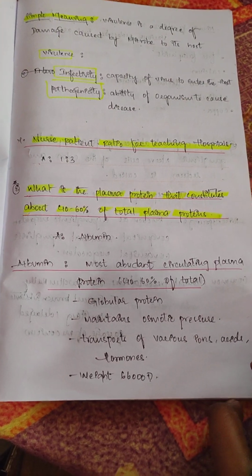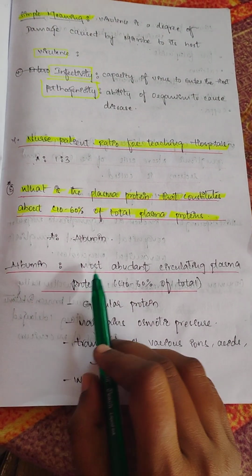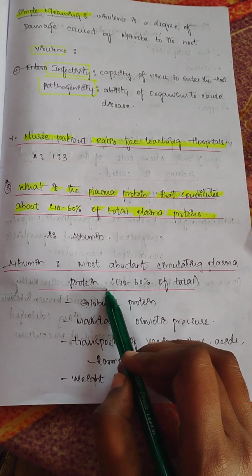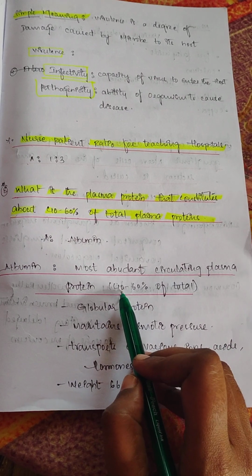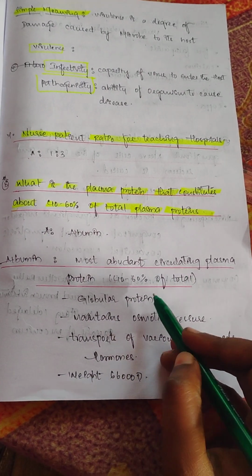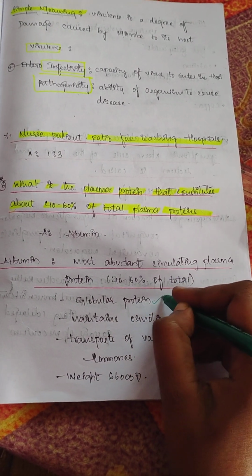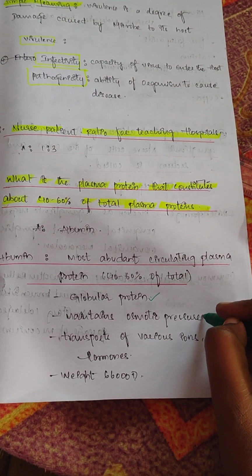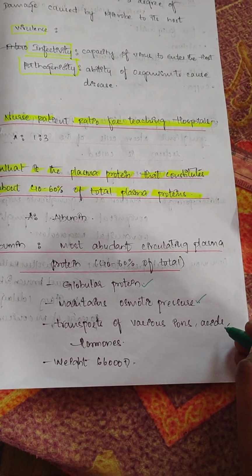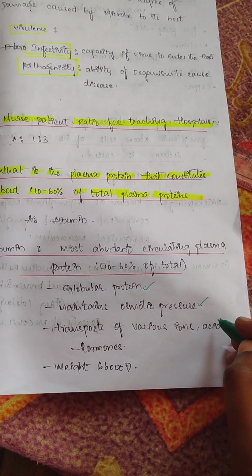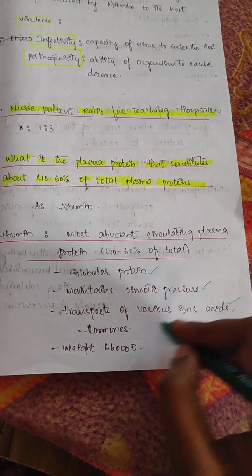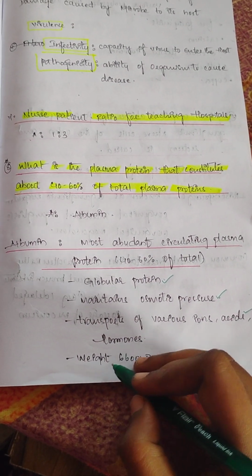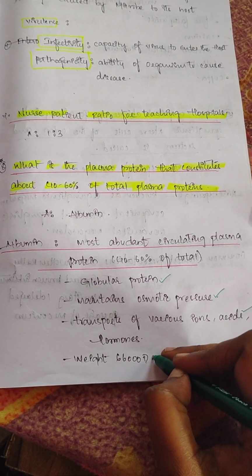And some important points about this albumin. Albumin is the most abundant circulating protein, and it constitutes about 40 to 60% in our body. It is a globular protein, and it also maintains the osmotic pressure of the body. Not only that, it also transports various ions, acids and hormones, and the weight of this albumin is 66,000 D.